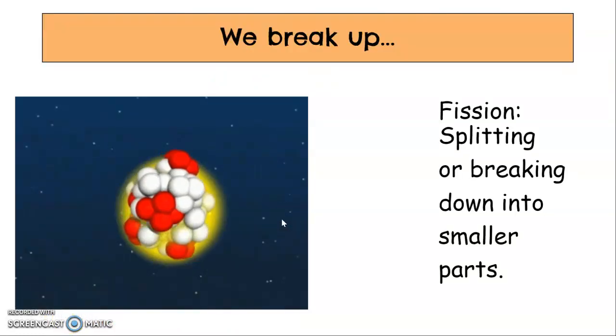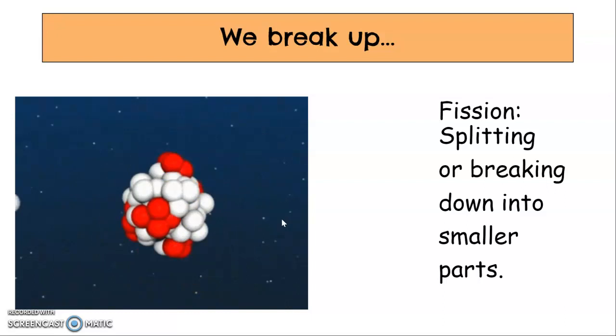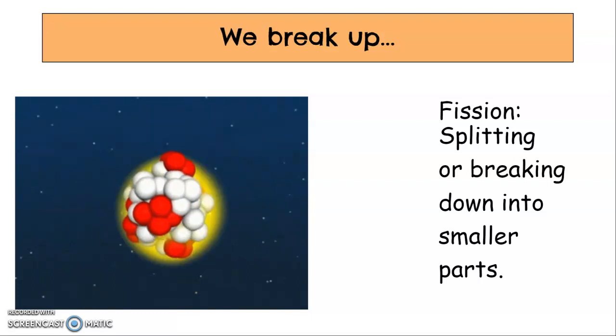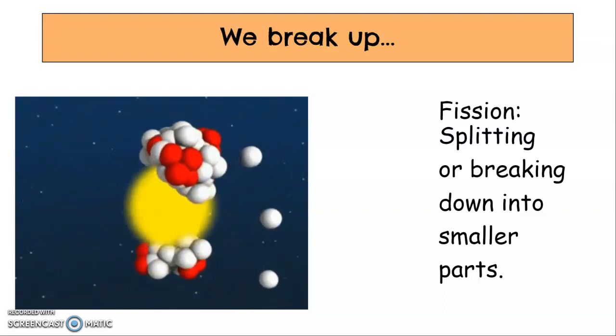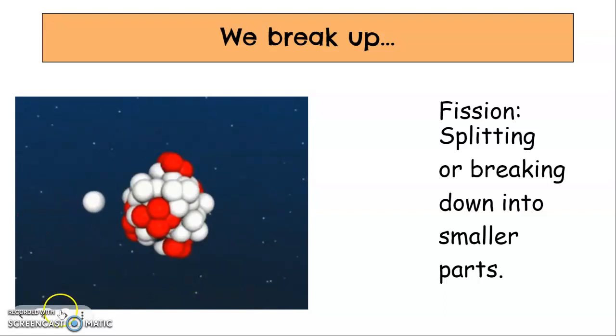So fusion is coming together. That means fission is going to be the opposite. Fission is splitting or breaking down into smaller parts. So instead of taking two lightweight atoms and having them combine into a heavier atom, we're going to take a heavy atom and it's going to split into smaller atoms. So basically just the opposite of what happens in fusion.